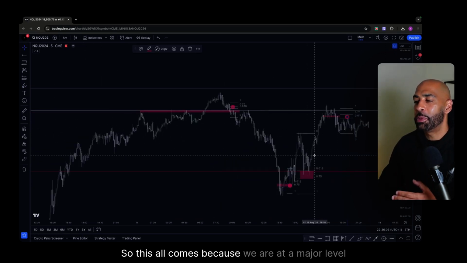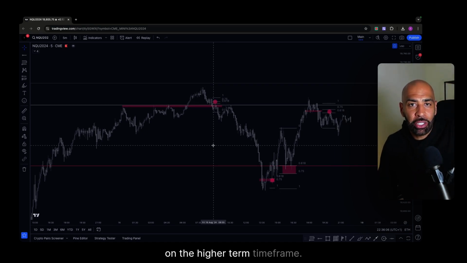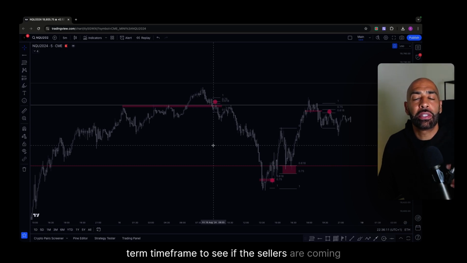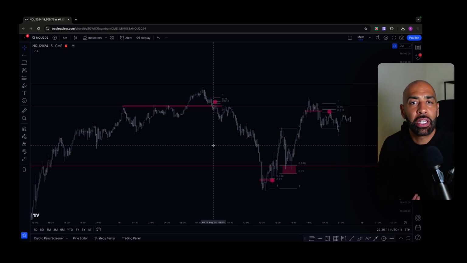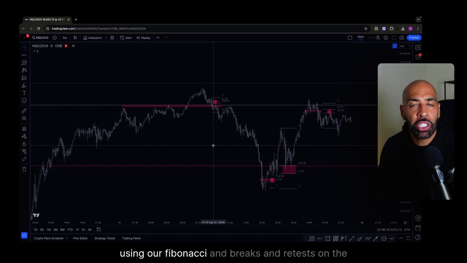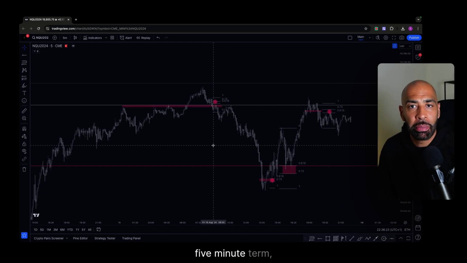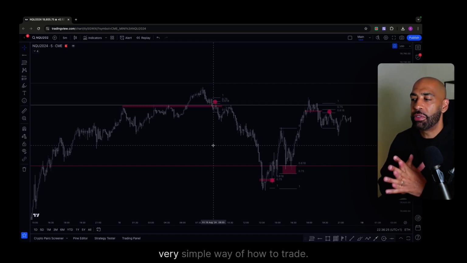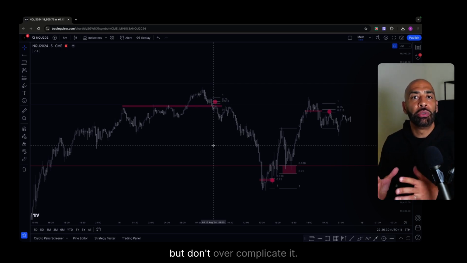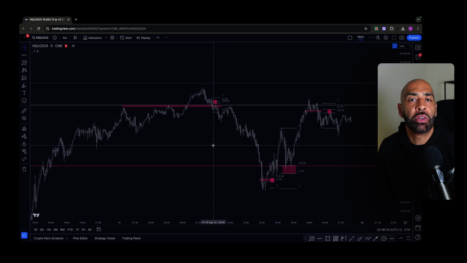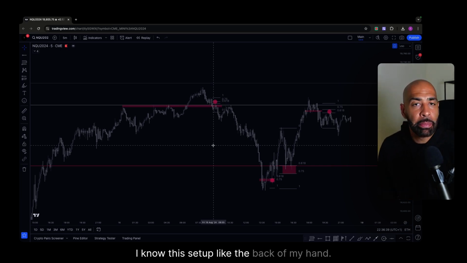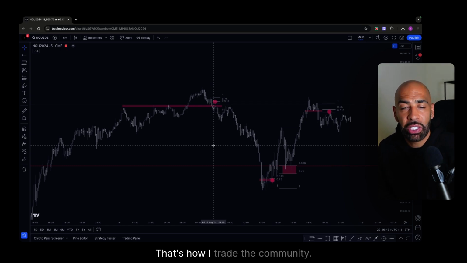So this all comes because we're at a major level on the higher time frame, and then I go down to look at the lower time frame to see if the sellers are coming into the market at significant levels, and then we execute the trades and we wait by using our Fibonacci and breaks and retests on the 5-minute time frame. That is a very, very simple way of how to trade. I know it's not simple to the new trader, but don't overcomplicate it. We rinse and repeat. We hunt our setups. I master the setup. I know this setup like the back of my hand. That's how I trade. That's how I trade the community.